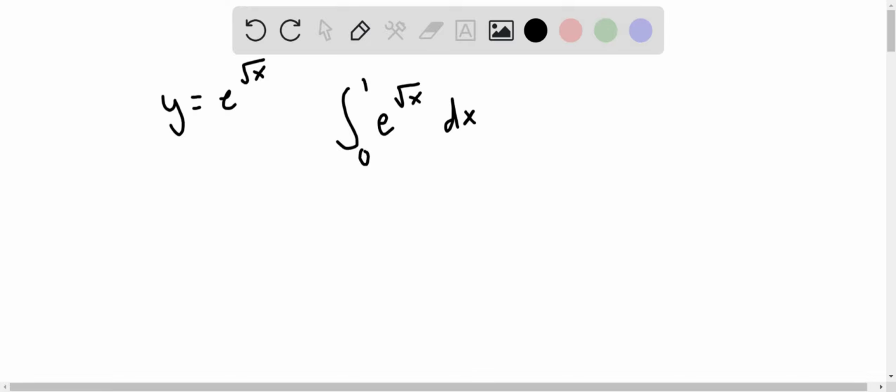And if you integrate this, you'll have to substitute your square root of x as u, and then your du would be equal to 1 over 2 square root of x dx. And we know when x is 0, u is 0, x is 1, u is 1.